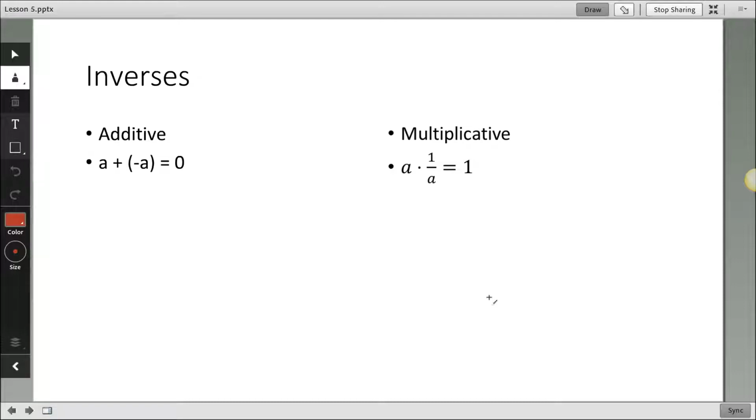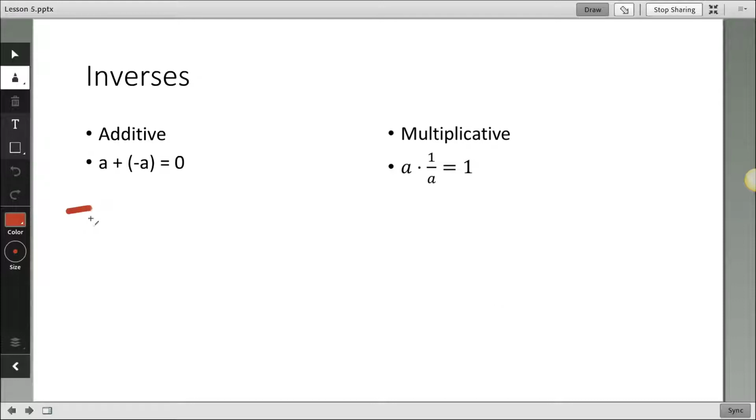Inverses. Inverses, you're trying to cancel something out. So the only time you're going to see an inverse is if something in the problem cancels. It has to cancel by addition, so then you're adding an opposite. If it has to cancel by multiplication, then you're multiplying by a reciprocal. So if you don't see an opposite and if you don't see a reciprocal, it's not an inverse property.